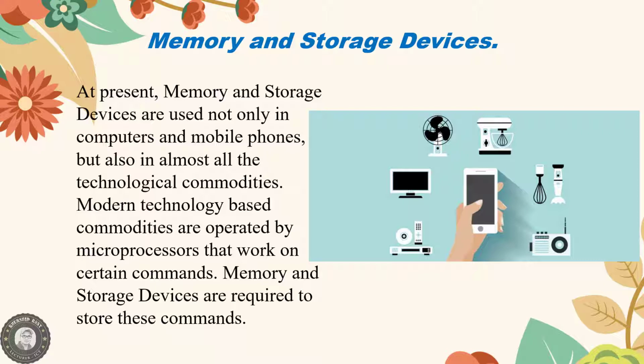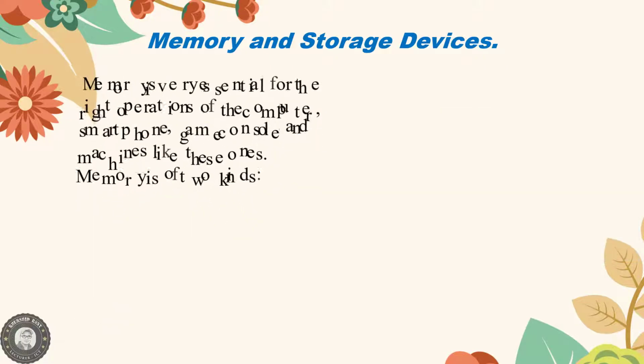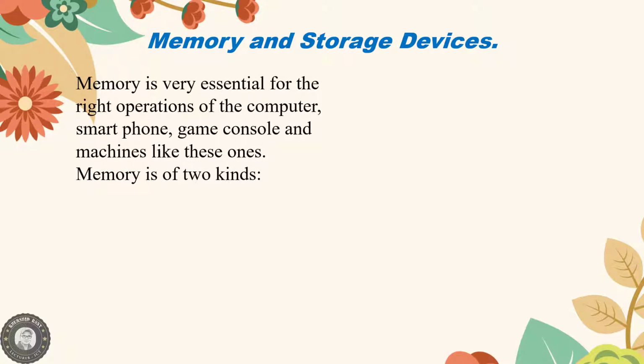At present, memory and storage devices are used not only in computers and mobile phones, but also in almost all technological commodities. Modern technology-based commodities are operated by microprocessors that work on certain commands. Memory and storage devices are required to store these commands. Memory is very essential for the right operations of the computer, smartphone, game console, and machines like these ones.